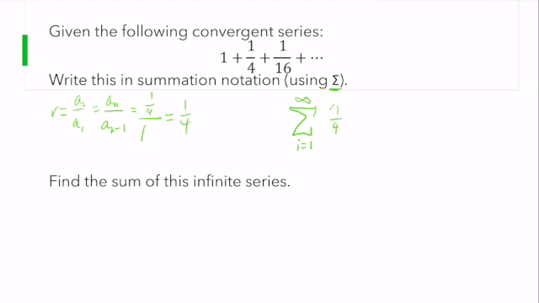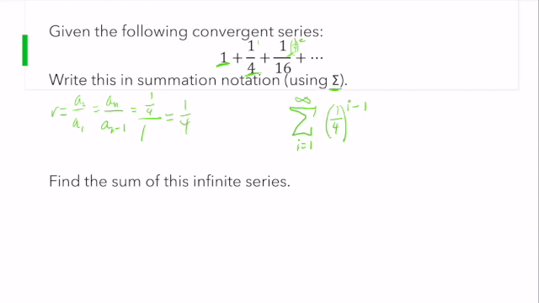I have my r, and I need to know what exponent to raise it to. Well, if I just raise it to i, then my first term wouldn't be 1, right? Because 1/4 to the first power is 1/4. I'm going to be raising it to the 0 power first. So I'm going to have to write i minus 1, because anything raised to the 0 power is 1. And as you can see here, I have 1/4 squared, that's 1/16.